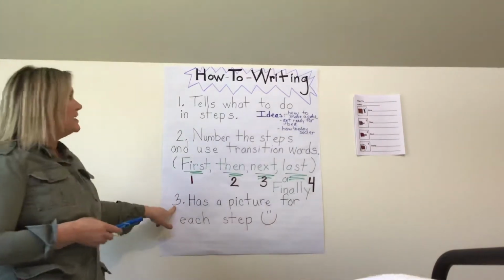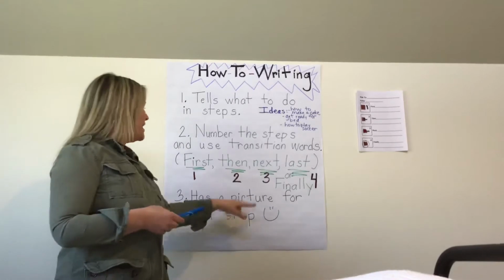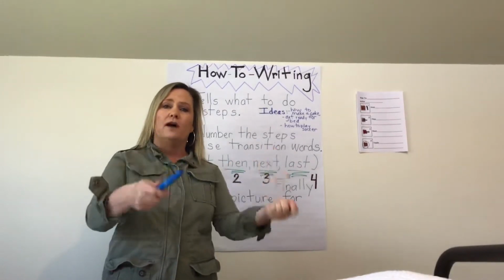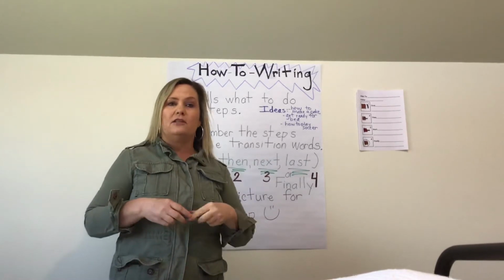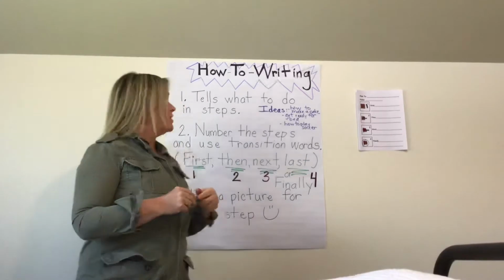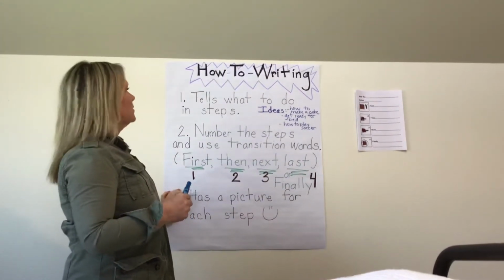And number 3, it's really important in your how-to writing to include a picture for each step. Because if you were giving your writing to a new reader, they would need to be able to match the picture with your words. So make sure that when you're doing your how-to writing, you include all of these important ideas.